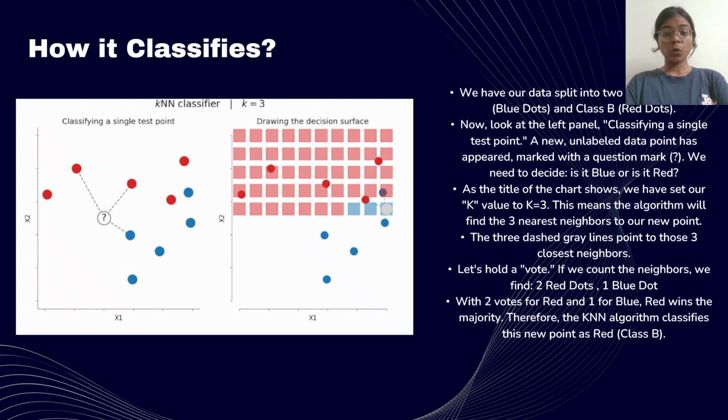Now, we hold a vote. If we count those neighbors, we find 2 red dots and 1 blue dot. With 2 votes for red and 1 for blue, red wins the majority. Therefore, the KNN algorithm classifies this new point as red. It is as simple as that. Find the neighbors, hold a vote.